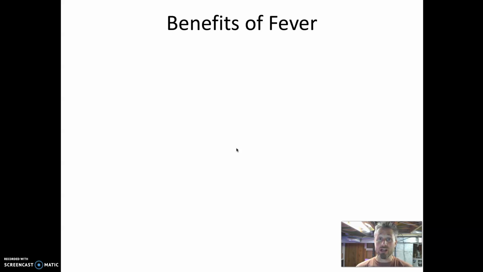So again, fever is beneficial. This is a normal component of our immune response. And fever is beneficial. It helps us get better faster. But why? So the first benefit of fever is that this higher temperature inhibits microbial growth.